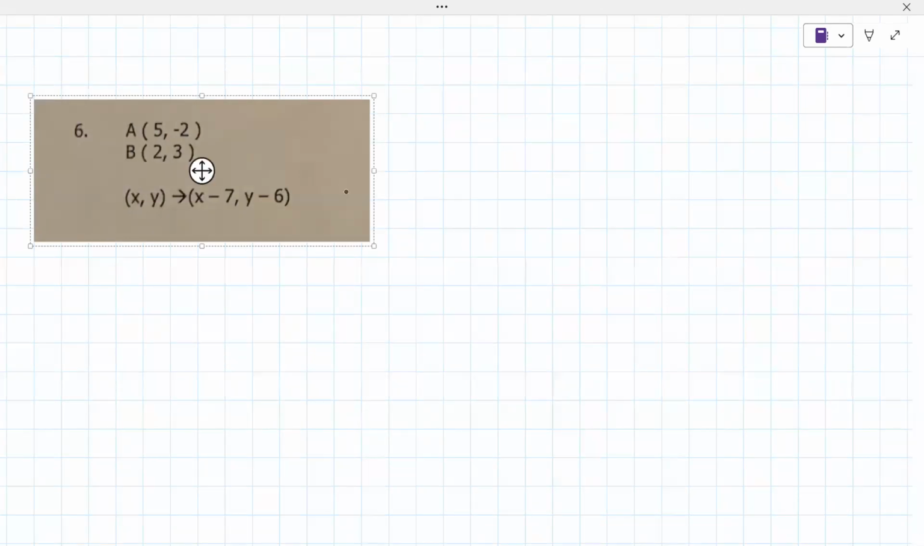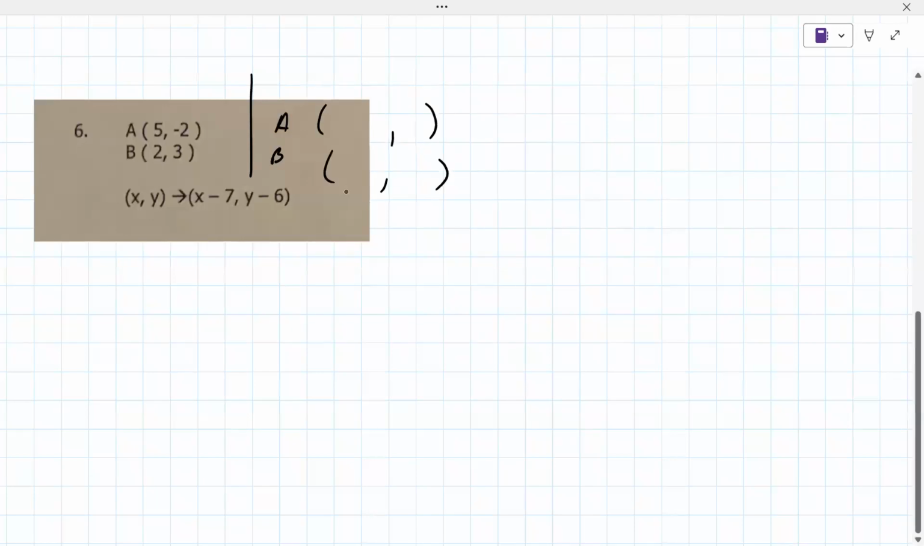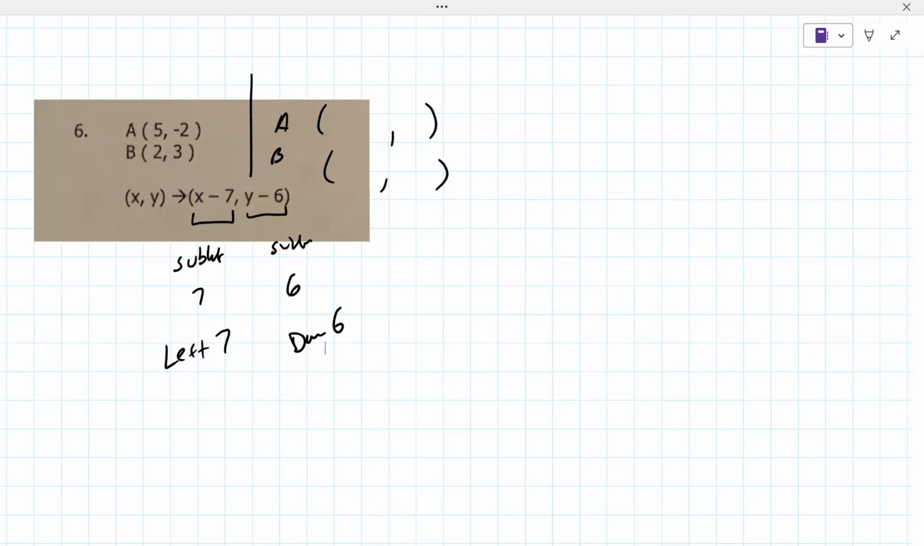Just like in the previous one, I like to make the new ordered pairs. I actually think it's easier to do that first. So this notation means you're going to subtract 7, so it ends up being left 7. And this notation over here also means to subtract 6, which means you're going down 6. Could you give me the new ordered pairs, please, whenever you have them?